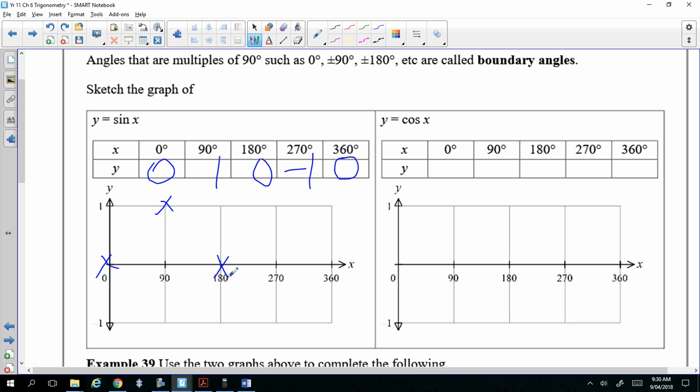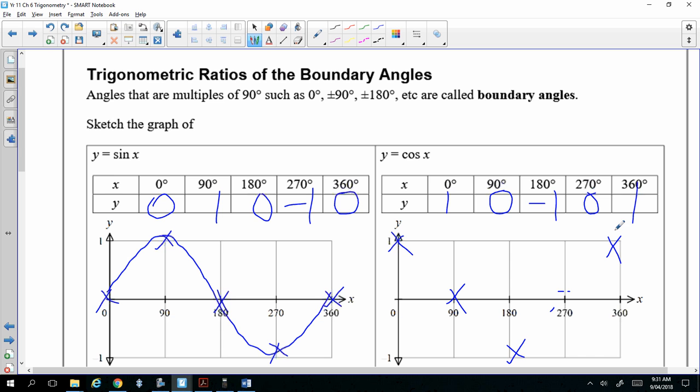Right? And cos graph starts from 1, 0, negative 1, 0, 1. You put the points here, here, here, here, here, and then you just draw, like this. Right? The more you do it, the better you become at drawing this. And if you know the graph well, you can easily do these values.